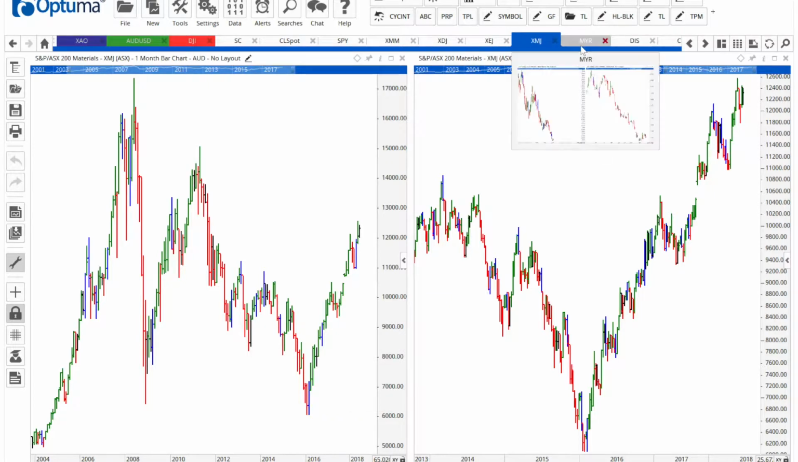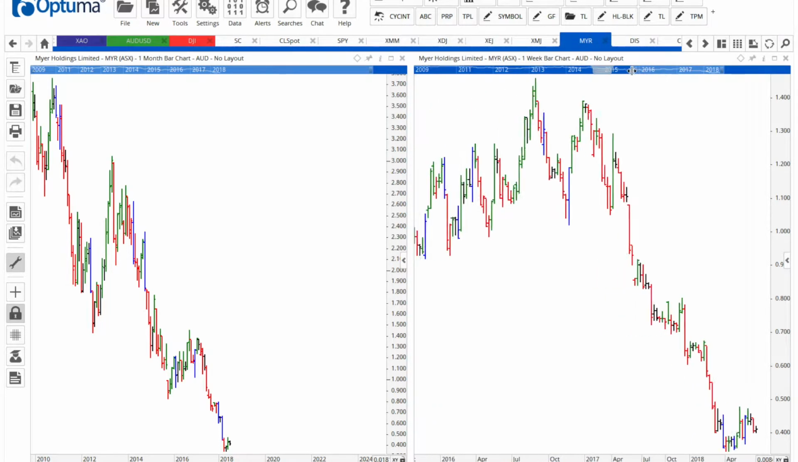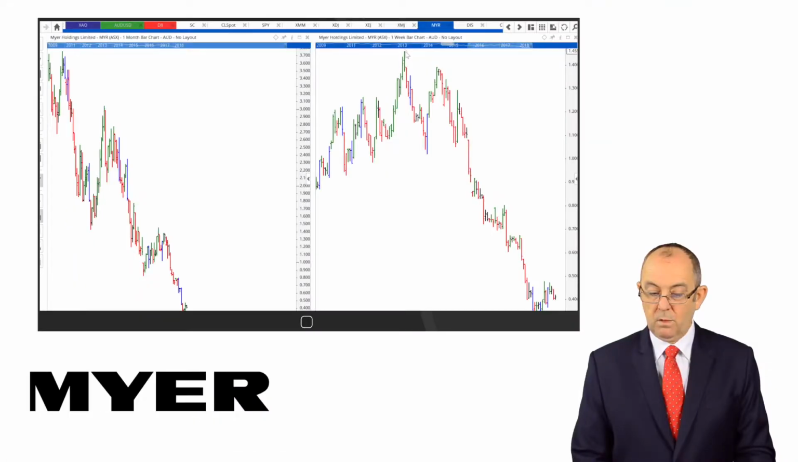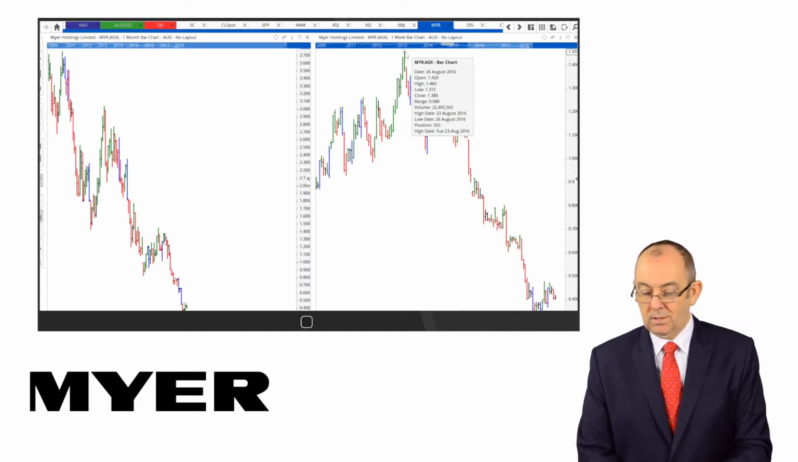I just want to show you, just before I finish up, Myer. This is a stock that I'm looking at the moment. It's been hard hit, and I know people are saying to me, why would you buy Myer? Like, look at it, why is that exciting? Because it's been so bearish. It's gone from that high of $1.46 in August 2016.